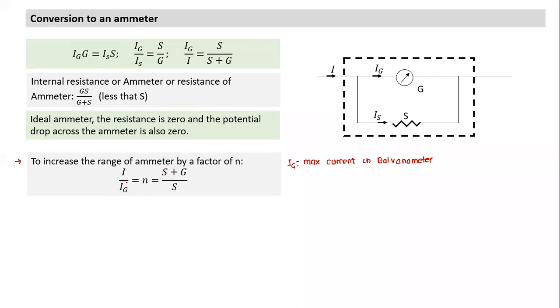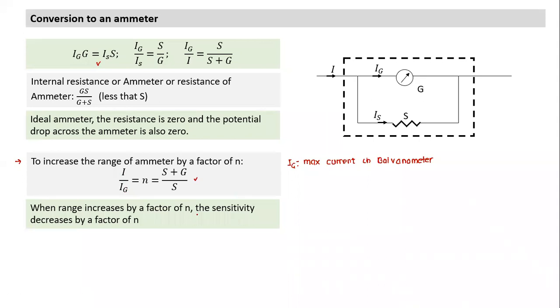What will come in the numerator? The large resistance value, and a small one is S. So it is S plus G divided by S. This is a simple formula. I don't think you need to remember it; it can be easily arrived at from here. The only thing we need to understand is factor n, what this factor n means.